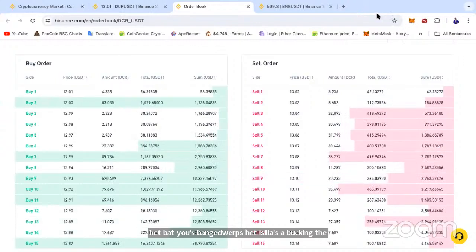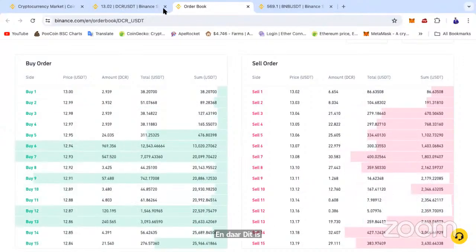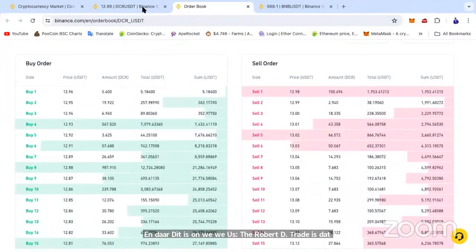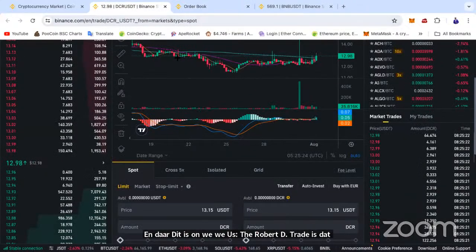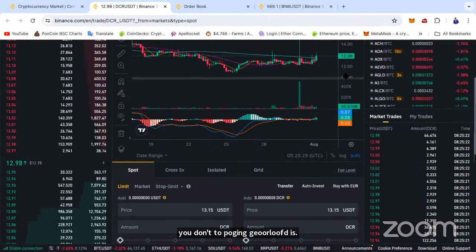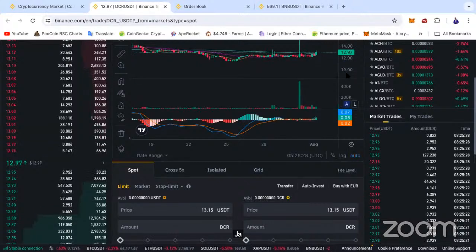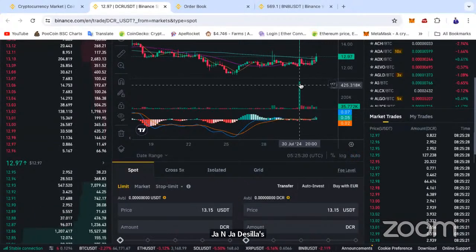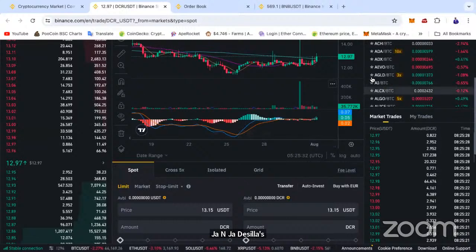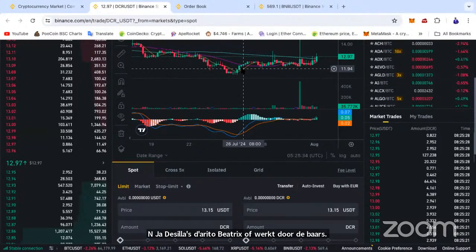And the reason why we use the robot to trade is that you don't need to go into all this. Imagine you need to spend good time here. Yeah, the sellers are a little bit back in the market compared to the buyers.